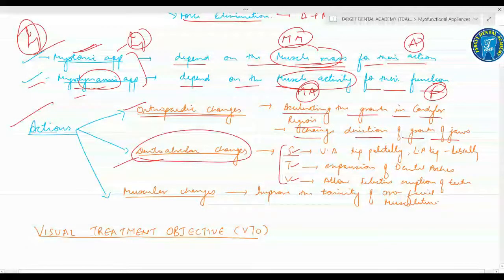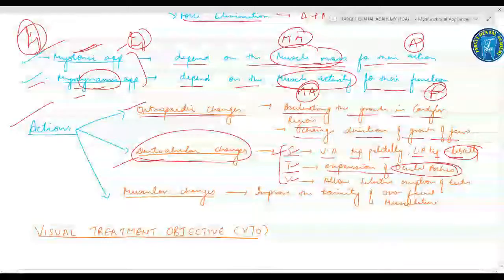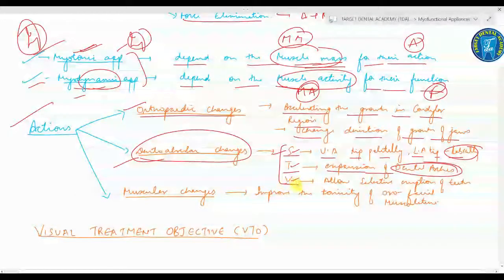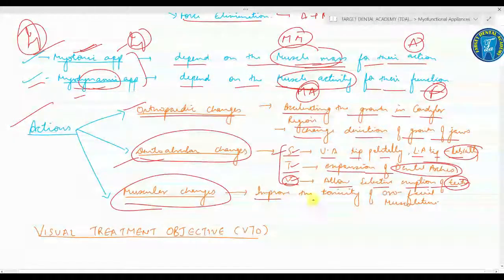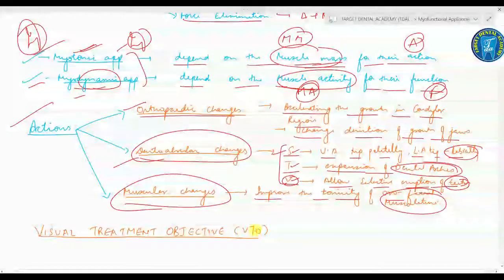In the sagittal plane, the upper anteriors tip palatally and the lower anteriors tip labially, in the anteroposterior direction. In the transverse direction, it causes the expansion of the dental arches, or the expansion of the narrow arches, and vertically it allows the selective eruption of the teeth. Right? Third are the muscular changes. So they improve the tonicity of the orofacial musculature.